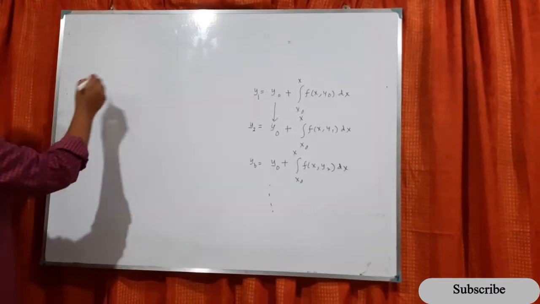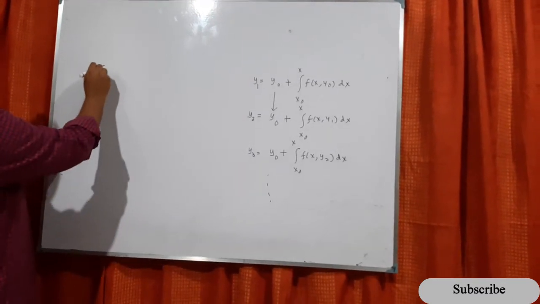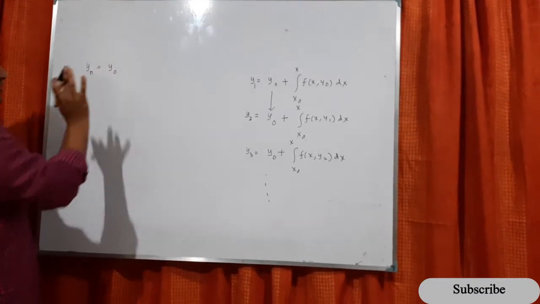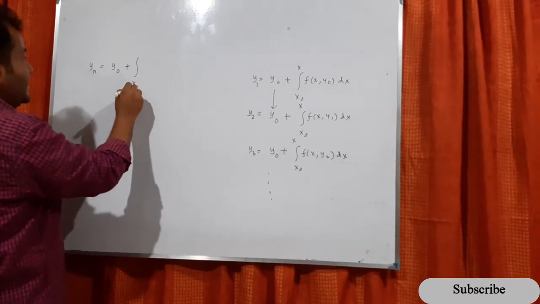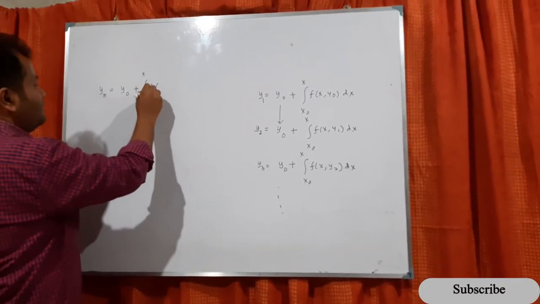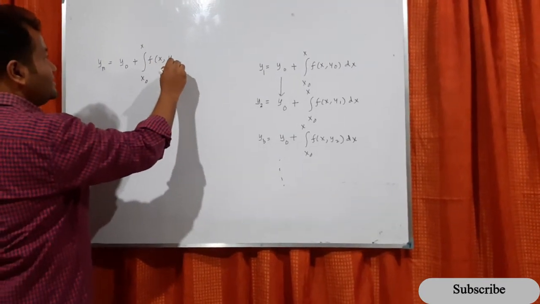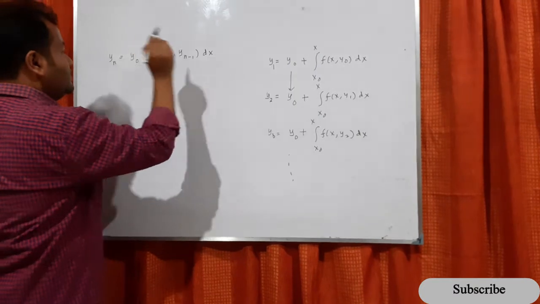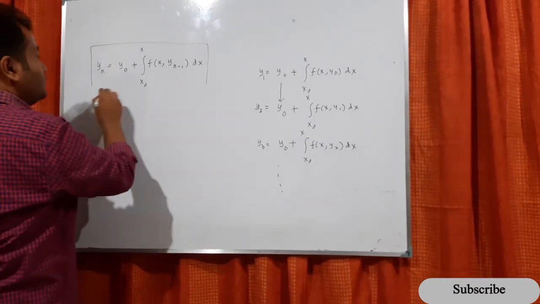So in general, if I write yn, that should equal y0 plus integration x0 to x, f of x, y at n, so it should be 1 less, n minus 1, dx. So this is the final Picard form.